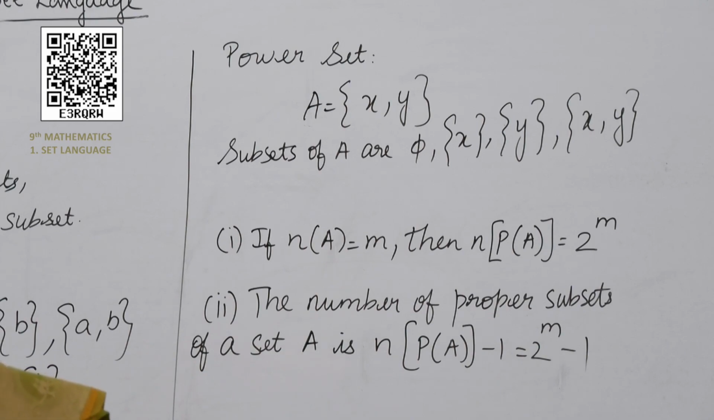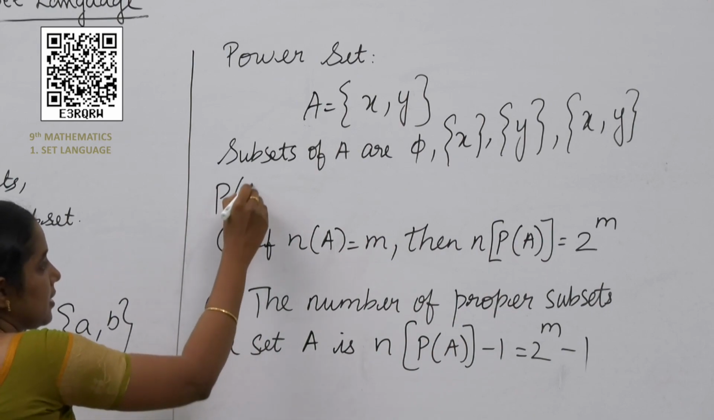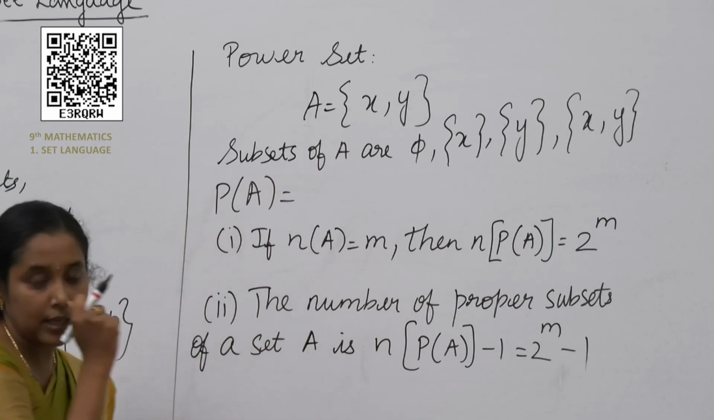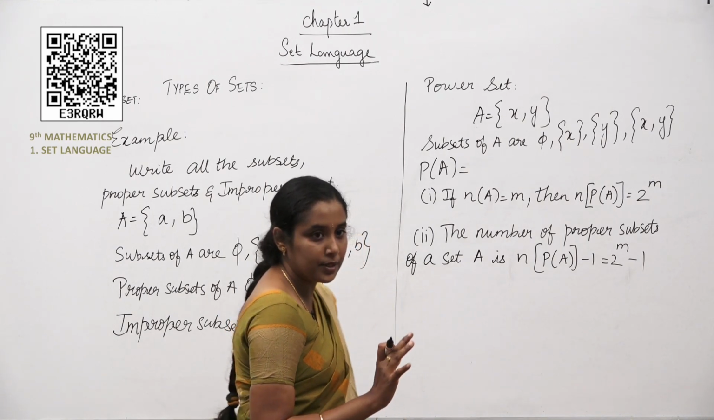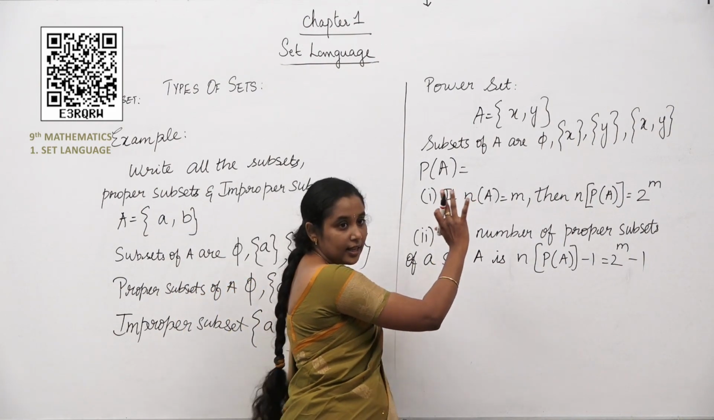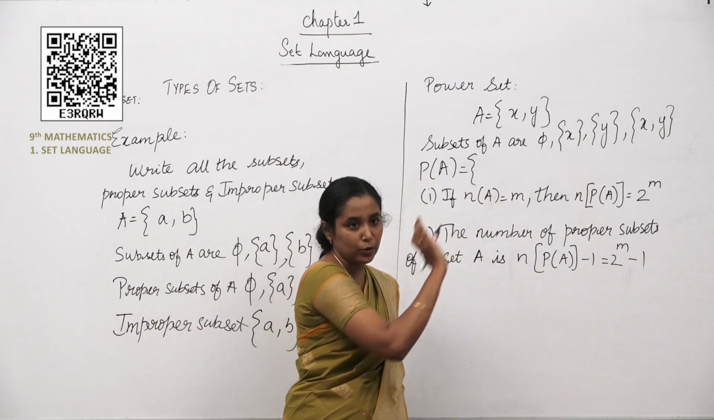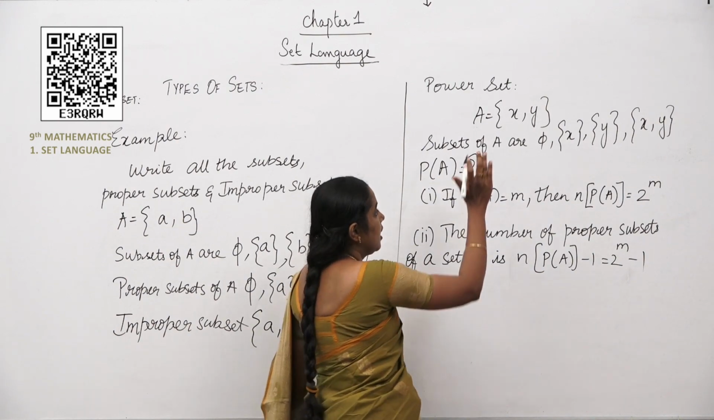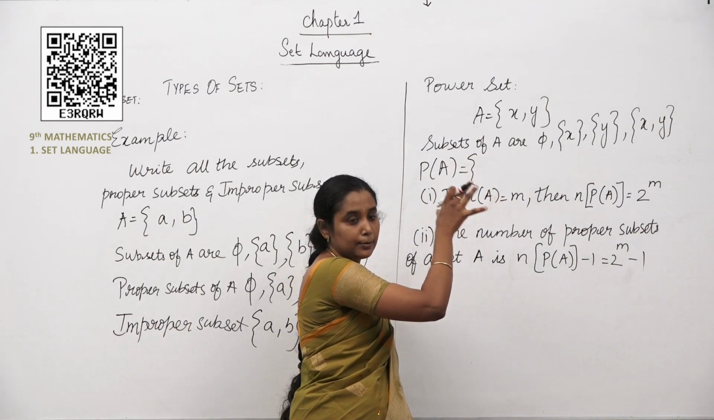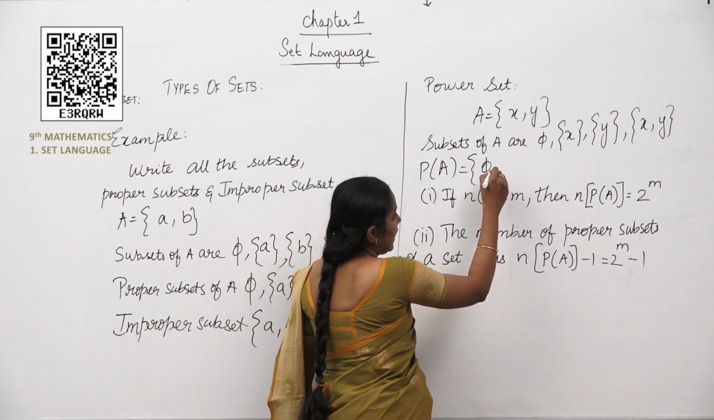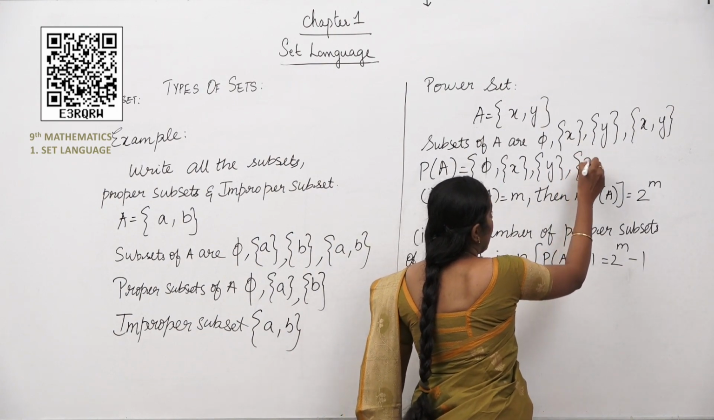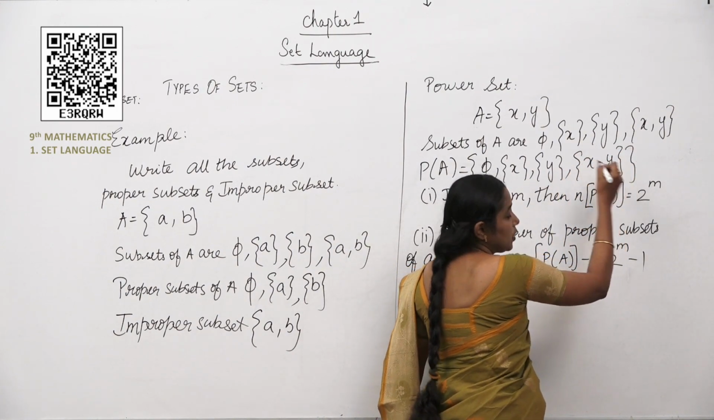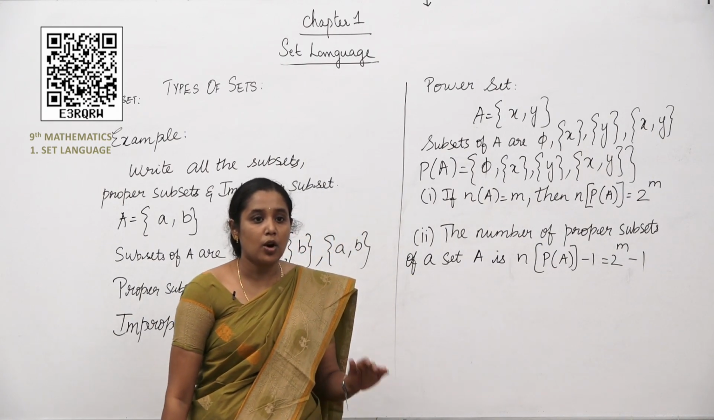So what is the power set? The power set is written as P(A), the power set of A. The set of all subsets is the power set. You just have to insert curly braces around them, that's it. So the set of all the subsets: the empty set, {x}, {y}, then {x, y}.